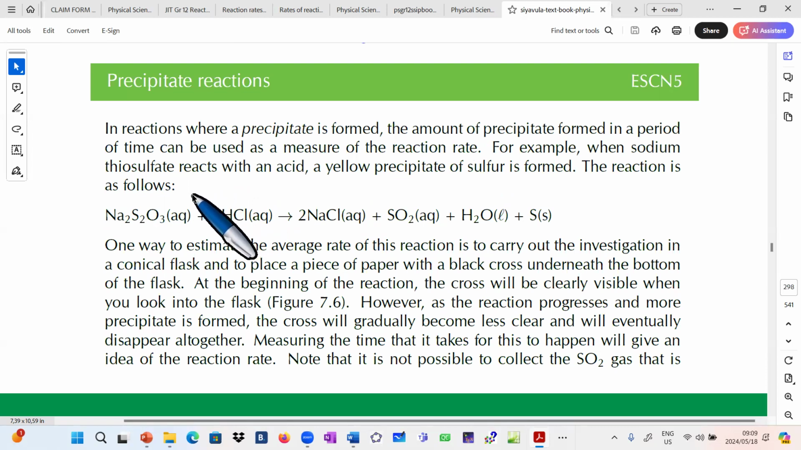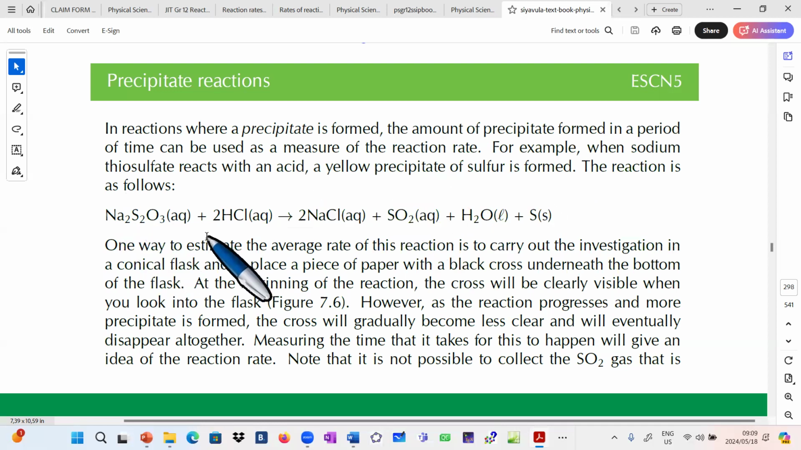It's an acid. Okay, good. Let's continue. So a yellow precipitate of sulfur is formed. The reaction is as follows. The amount of the precipitate over a period of time is used to measure the reaction rate. For instance, here is sodium thiosulfate.